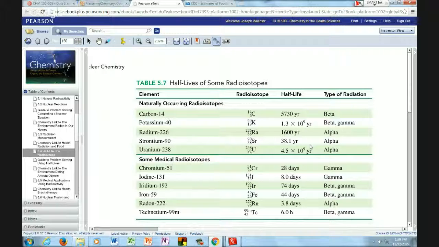So there's nothing dangerous about it. It's still emitting alpha particles, but you can't make a bomb out of that.